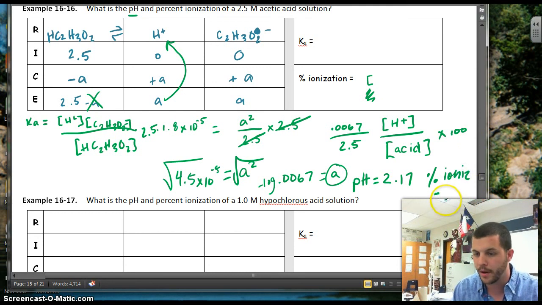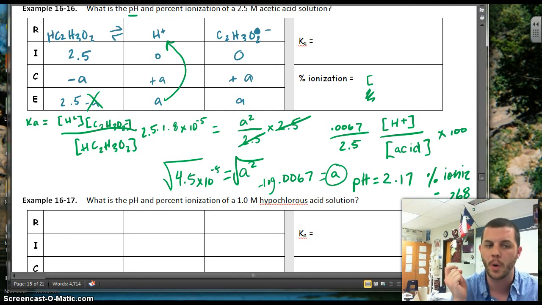0.268%. So remember that a strong acid ionizes 100%. Acetic acid only ionized 0.268%. That's a far cry from 100%, but that's what makes this one a weak acid. Okay, we'll take a look at another one of these problems in a bit.